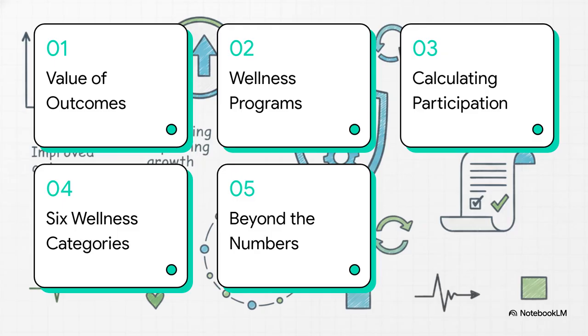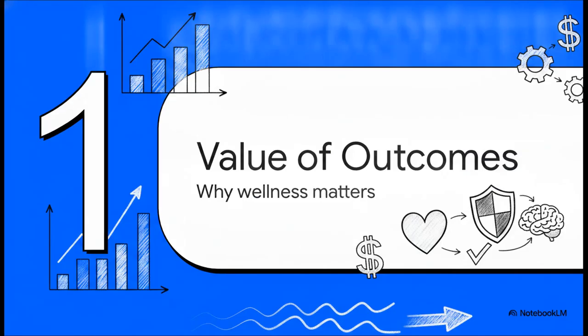Here is our quick roadmap for today. 1. The value of improved outcomes. 2. Defining wellness programs. 3. Calculating enrollee participation. 4. Six wellness program categories. And 5. Beyond the numbers. All right, Section 1. The value of improved outcomes and why enrollee wellness matters to enterprise value.